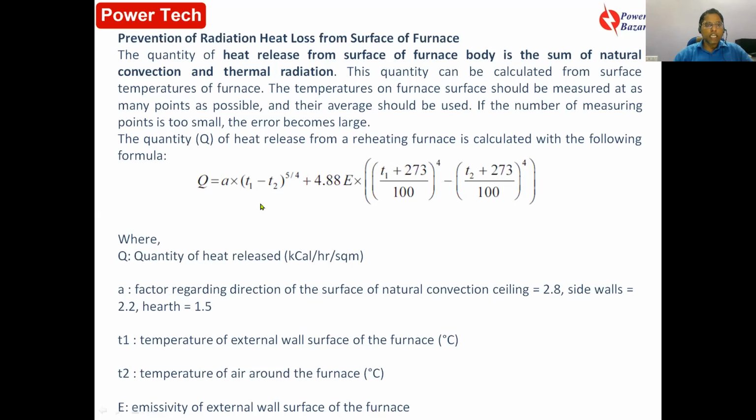Now, this is basically the convection loss. So what is A? A is basically a factor. For ceiling, it is 2.8. For side wall, it is 2.2. For hearth or bottom of the furnace, it is 1.5. Now, T1 is the temperature of the external wall surface of the furnace. T2 is the temperature of the air around the furnace, that is basically the ambient temperature. E is the emissivity of the external wall surface of the furnace.